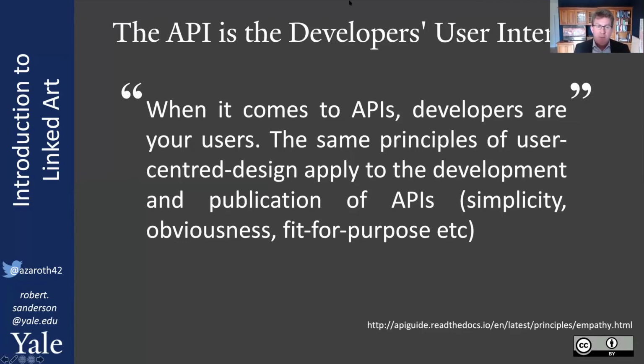The same principles of user-centered design apply to the development and publication of APIs, such as simplicity, obviousness, fit for purpose, etc. For example, we should be looking at our data not solely from the view of how precise is it and what research can it enable, or what preservation and description of objects can it enable, but how usable is it to actually do things with.